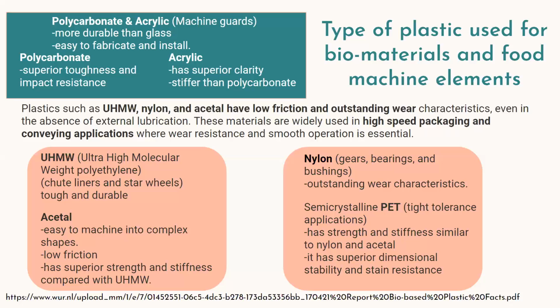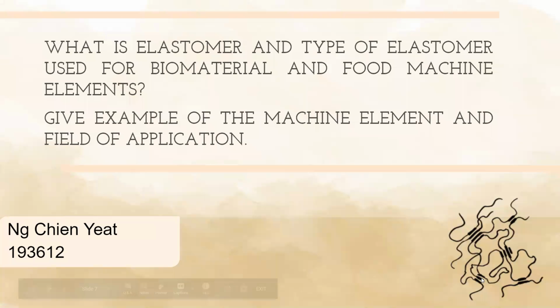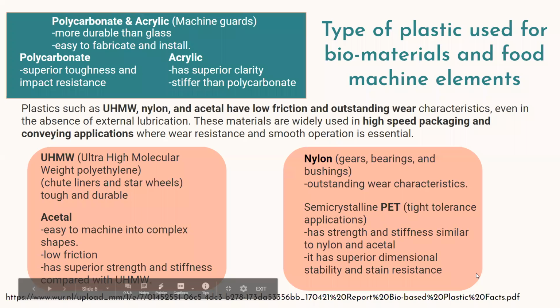And then next we have semi-crystalline PET, which has strength and stiffness similar to nylon and acetal. However, it has superior dimensional stability and stain resistance. It is often specified for tight tolerance food processing machinery applications. Okay, that's all from me.